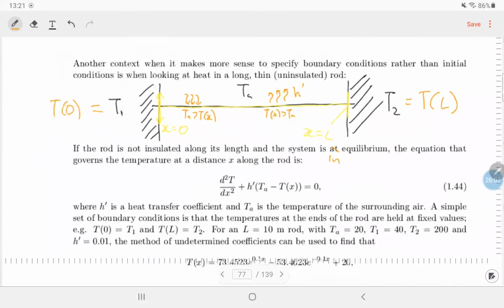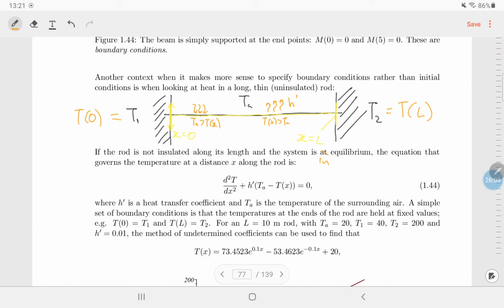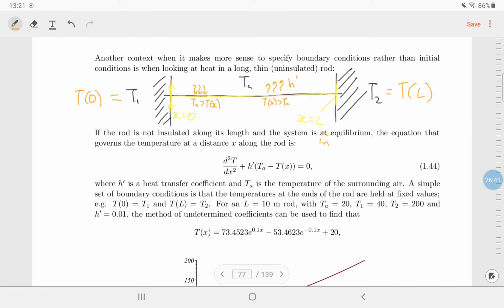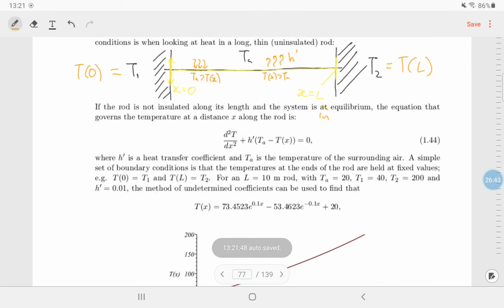Okay. And then H dash is the constant of proportionality. So the bigger the difference between the temperature of the rod and the temperature of the air, the more heat transfer you're going to get. And the constant of proportionality, which says how good the air and the rod are at transferring heat, is H dash. The other term is something to do with equilibrium, which we should see later on. So we'll see, for example, an L equal to 10 meter rod with TA equal to 20, that's the air temperature. Temperature on the left is 40, temperature on the right is 200, and H dash equal to 0.01.